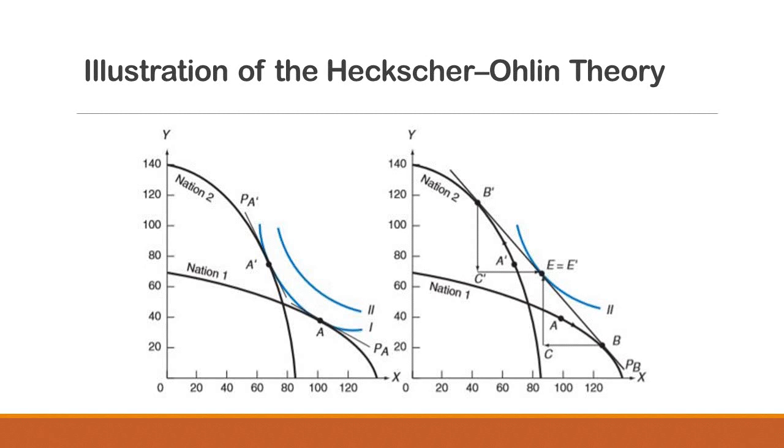So both the nations move from a lower community indifference curve to a higher community indifference curve in the post-trade situation. Earlier, in the pre-trade situation, both were on the first community indifference curve. Now even though they are producing at points B and B dash, they are consuming at point E equal to E dash, and they have moved to a higher indifference curve. So both the nations are gaining from international trade.